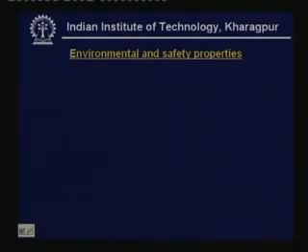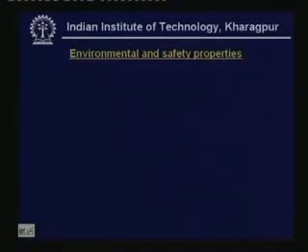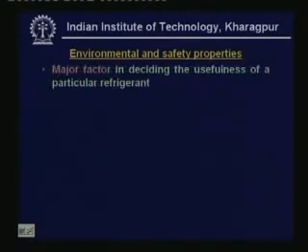Next comes environmental and safety properties. Before I go to environmental and safety properties, there are also other thermodynamic properties which need to be considered. For example, one of the important properties, especially when we are dealing with very low temperature refrigeration, is the freezing point. Okay, the freezing point of the fluid should be lower than the lowest temperature that you encounter while operating the refrigerant system. Okay, this is required, otherwise the refrigerant may freeze while flowing through the system. Okay, so the freezing point should be as low as possible, right. Now let us look at the environmental and safety properties.